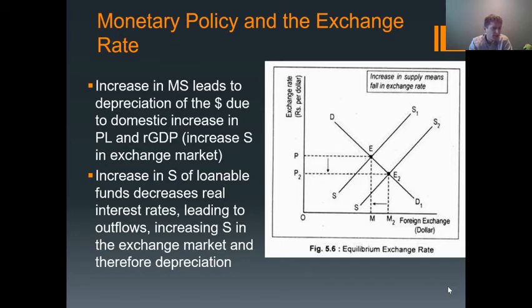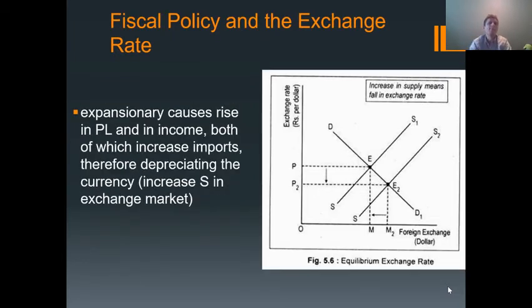And if you're looking at it in the loanable funds way, an increase in the supply of loanable funds decreases your real interest rates. That leads to outflows. And once again, that increases the supply in the exchange market and therefore depreciation. So all of these things work together. Generally speaking, you don't see the need for explanation too much in this era of FRQs, but sometimes it does show up. So it is important to remember why the depreciation occurs when you have a change in your money supply. Now, of course, the decrease in the money supply will have the opposite effect. It will appreciate the currency for the exact opposite reasons as are given here.